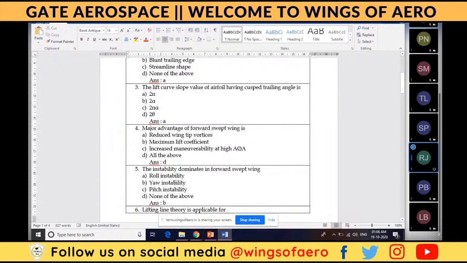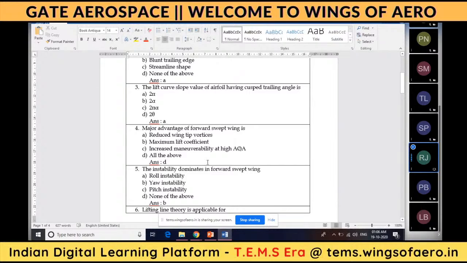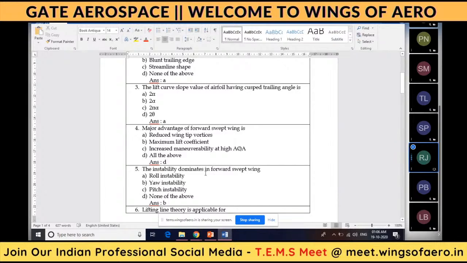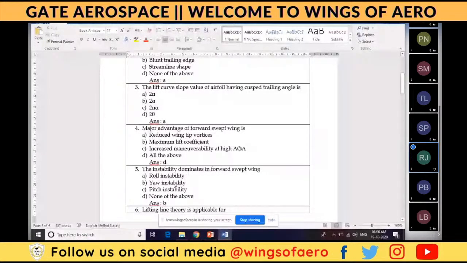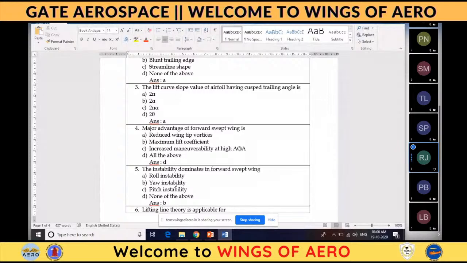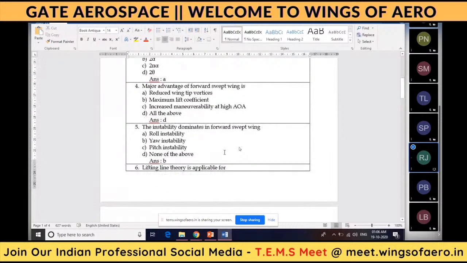Then, the forward swept wing has one instability. The instability created by the forward swept wing, from these answers, we have roll instability, yaw instability, pitch instability, and none of the above. But the answer is yaw instability, because a forward swept wing produces adverse yaw effect in a reverse manner. So the instability created by adverse yaw is yaw instability. Therefore, for the forward swept wing, the dominant instability is yaw instability. So the answer is B.